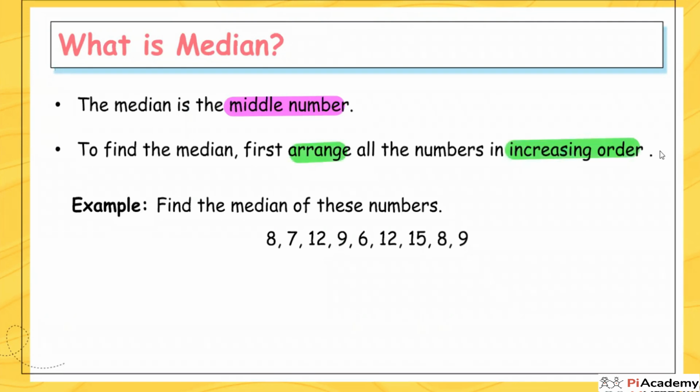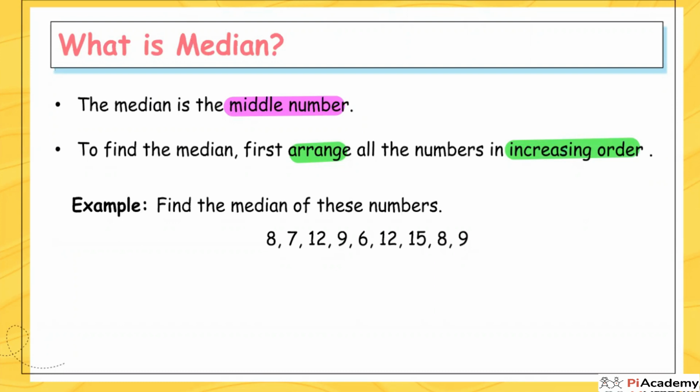Fine, in any order it's fine, either increasing or decreasing, but you have to arrange them in order. Once you arrange them, you can figure out your middle number, and the middle number is your median. But sometimes it's possible you have two middle numbers, then you need to take the average of those two middle numbers. If you have just one middle number, then that is directly your median. If there are two, then you have to take the average of them.